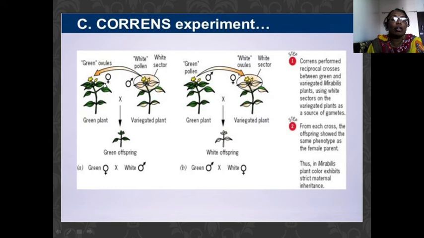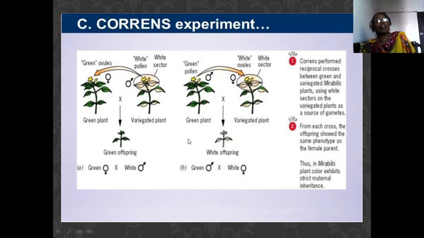Here, a Korean scientist does the reciprocal crosses. In the reciprocal crosses, first he selected the female parent as a green one and the male parent as a variegated one. Then in the F1 he observed that all the offspring are green, having the mother character. He selected the reciprocal cross, meaning instead of a variegated plant as male, he selected a green male and a variegated female. From that reciprocal cross, he observed white offspring.